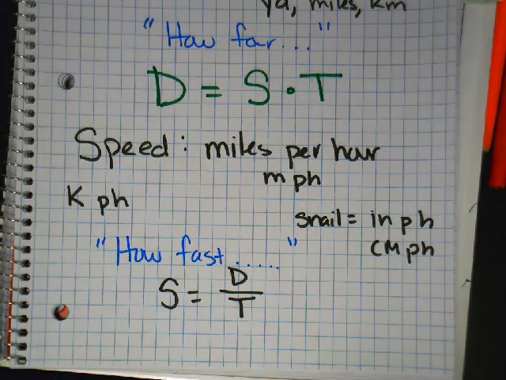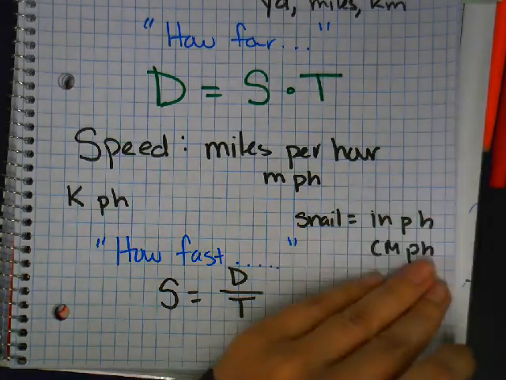So this one's division. Speed is equal to distance divided by time. So you take your distance and you divide it by your time, and that will give you your speed. All right, the last one. This is the one we just did. So now the last one is time.